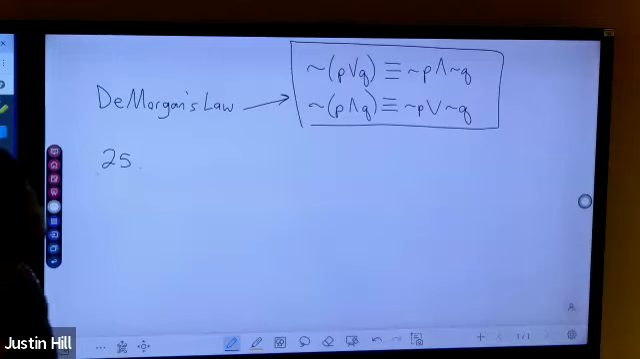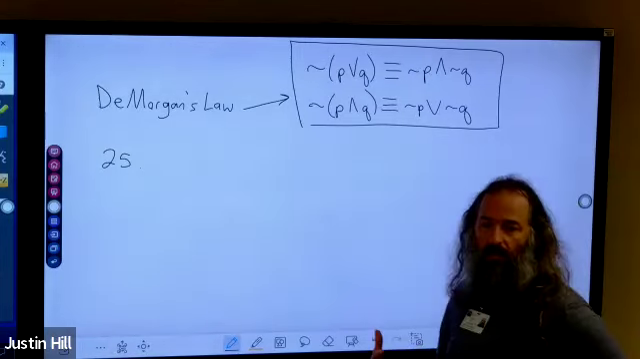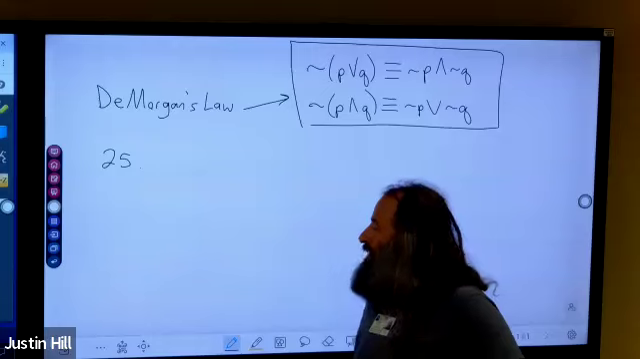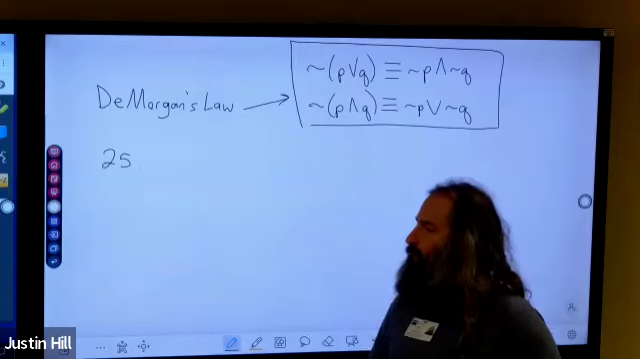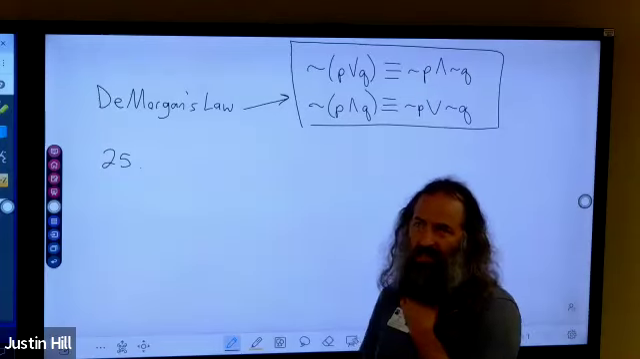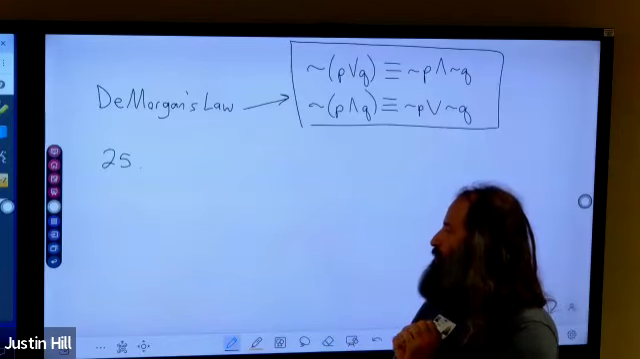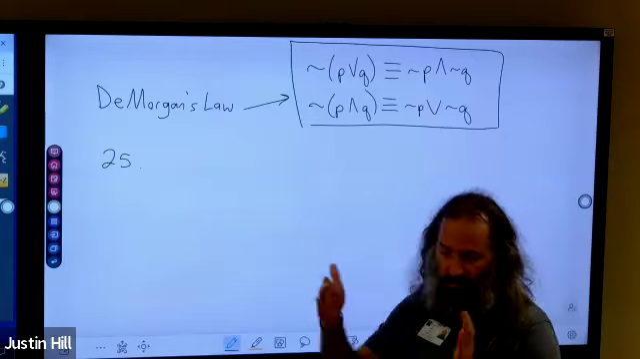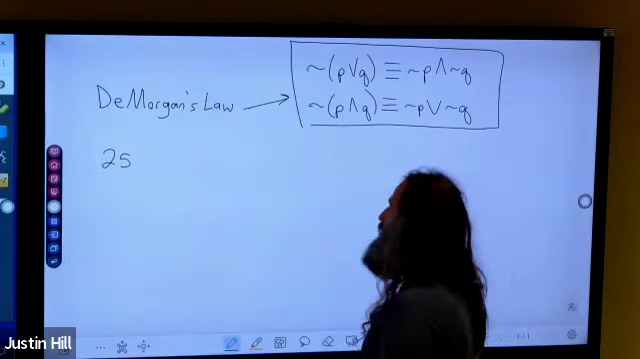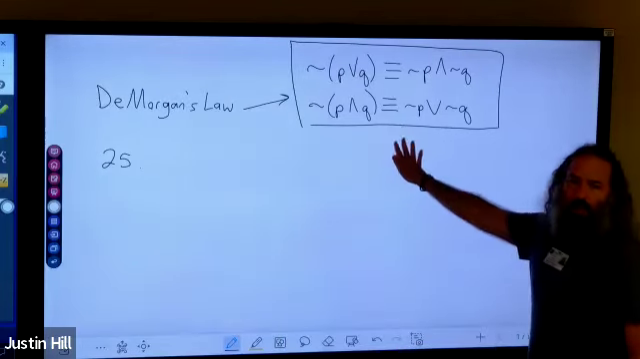So 25 says Hal is a math major and Hal's sister is a computer science major. So notice that that's an and statement. And they want you to write the negation of that statement. So we want to basically say the opposite of that state of existence. And the way we're going to say that is we're just going to do exactly the pattern that we see for De Morgan's law.